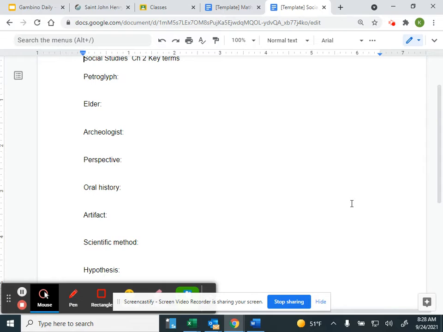Yep. And then that scientific method and hypothesis we have not gotten to yet. We are going to be getting to those. So that scientific method we know we use in science. It's a way of doing experiments and observations. And the hypothesis is that educated guess. All right, let's look at page 16 in your textbook.